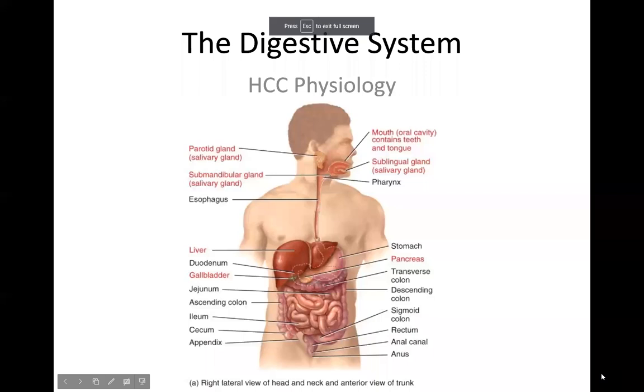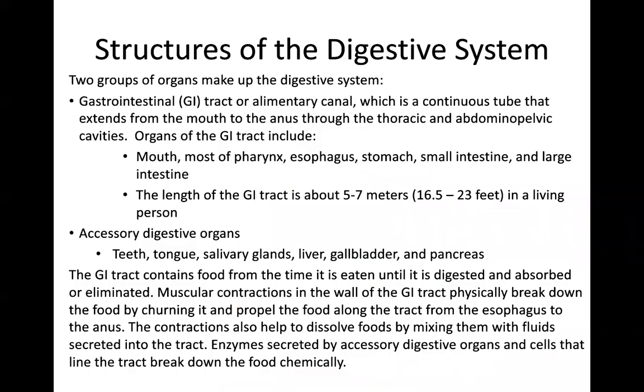We're talking about a lot of different organs. As you can see, they are all labeled here on this first page, some of which are colored black, some of which are colored red. And that's because there are two groups of organs that make up our digestive system: the gastrointestinal tract, or GI tract for short, and then the accessory digestive organs.